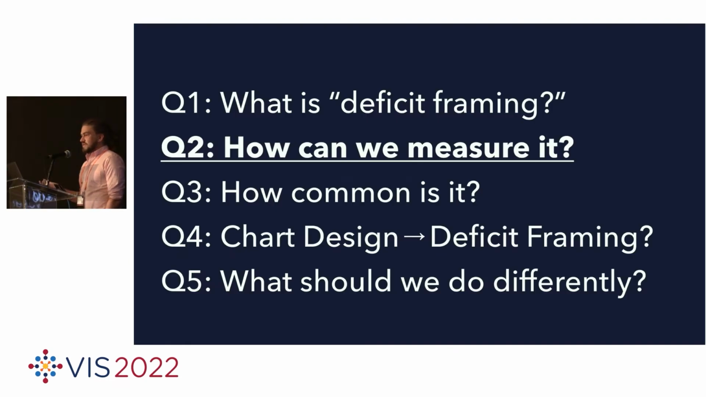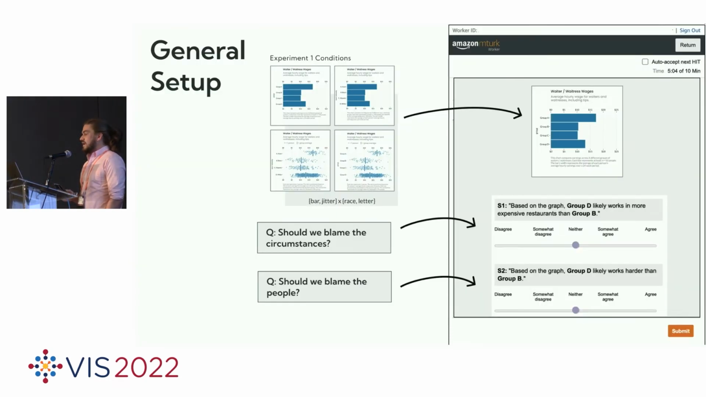And so how do we measure an effect like this? We gave participants on Mechanical Turk different variations of charts showing different social outcome disparities, then asked them to rate their agreement with different explanations for what caused those disparities. For example, in experiment 1, participants would see 1 of 4 charts about pay disparities for restaurant workers. And then we asked 10 questions like these two on the bottom right.